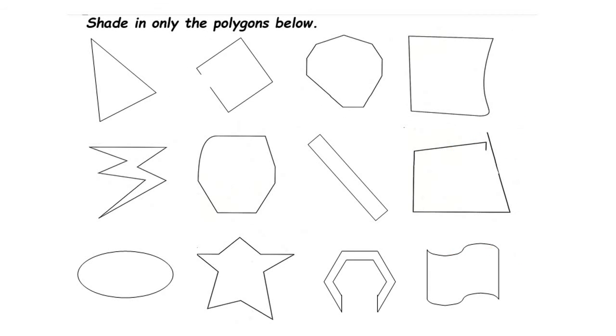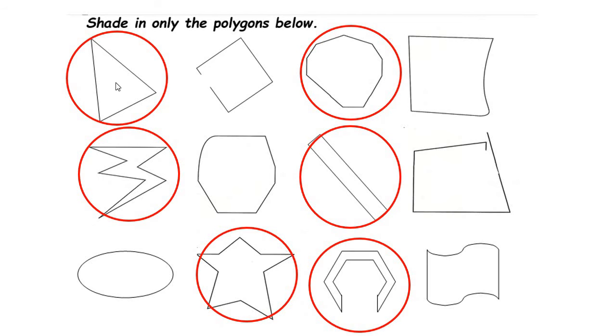So based on that definition of a polygon as a shape that has straight sides, no curves, no openings, take a moment to go ahead and circle all of the shapes here that are polygons. You should have circled these 6 shapes. All of those have straight sides, they have no curves, and they have no openings. They are closed shapes.